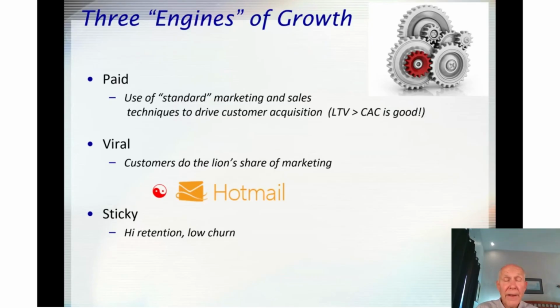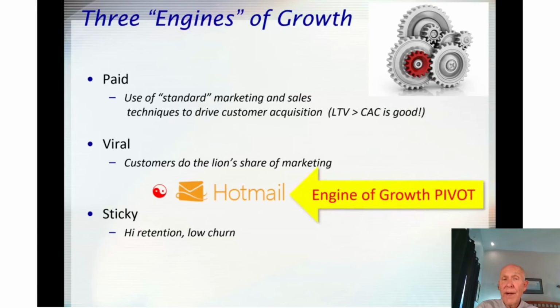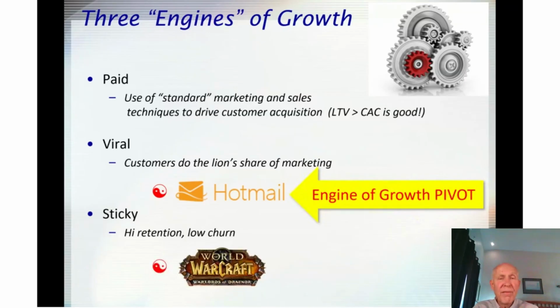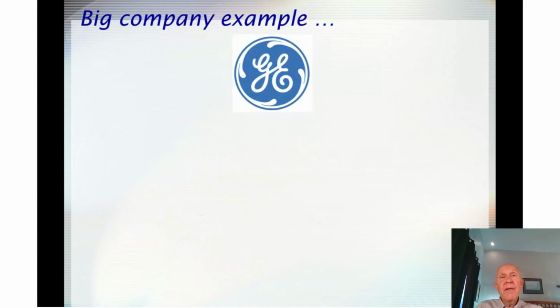So that's a way. Another is having a service or a product that people love and don't want to go away from. By the way, that Hotmail example is called the engine of growth pivot. And if you're familiar with games, computer games are really addictive. And a lot of people are addicted to World of Warcraft. So as an example.